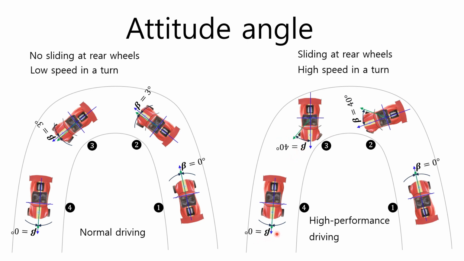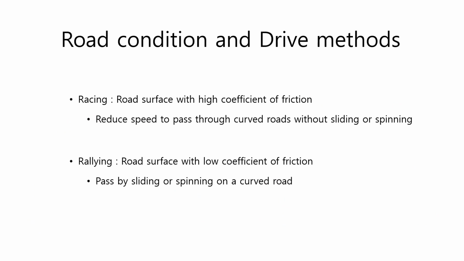If you look at positions 2 and 3 in high-performance driving, you can see that the vehicle attitude is already aligned, close to the target direction you want to proceed. Compare positions 2 and 3 in normal driving. Again, the method of driving using rear wheel sliding should be limited to when the road surface friction coefficient is low. Driving methods should vary depending on road conditions.